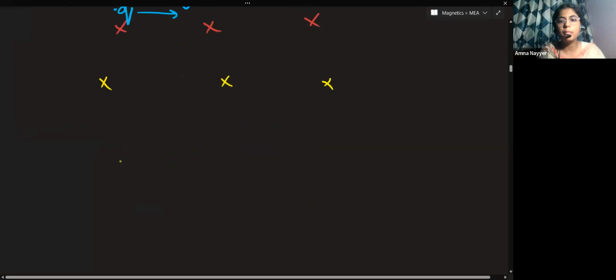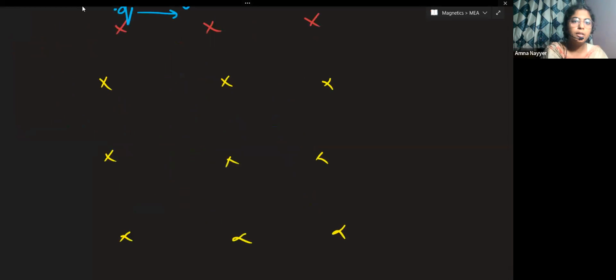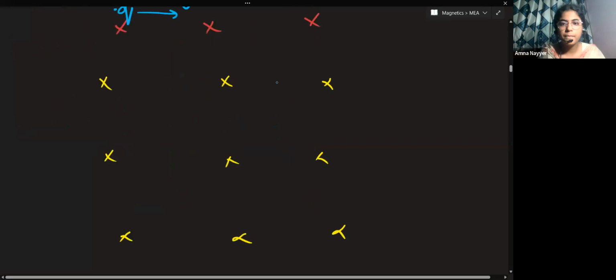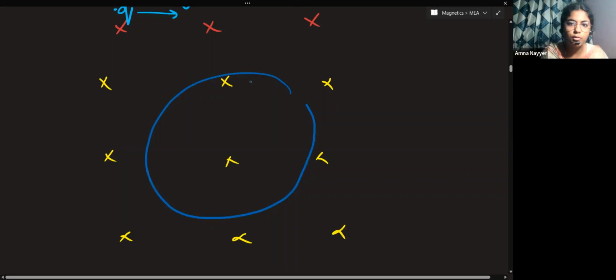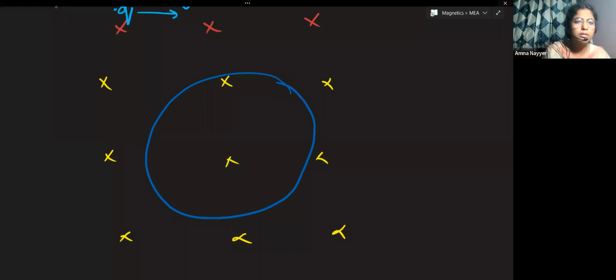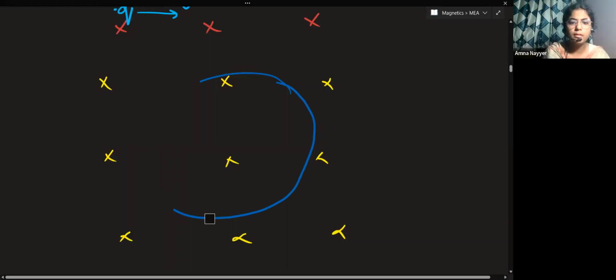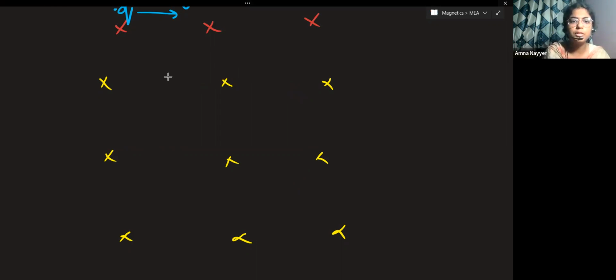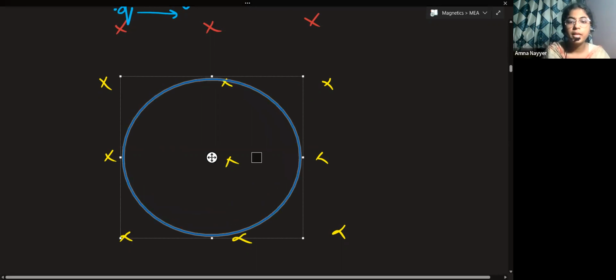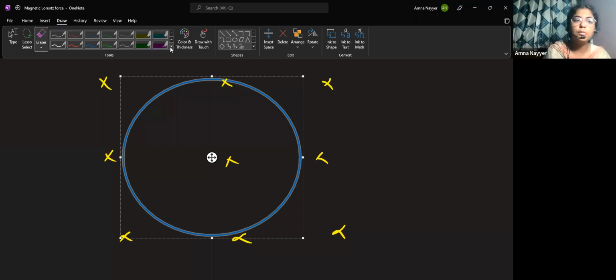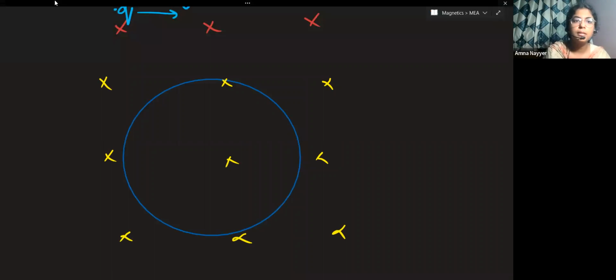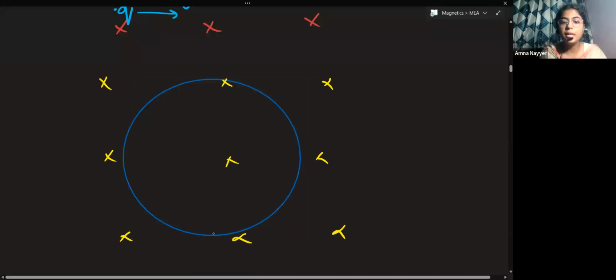See, if the magnetic field is pointing inwards like this, then the motion of the charge particle is in the form of a circle. I'll draw it. Your charge particle is in the form of a circle. Now, when the charge particle was in the form of a circle, what happened to the force? All the force pointed to the center.